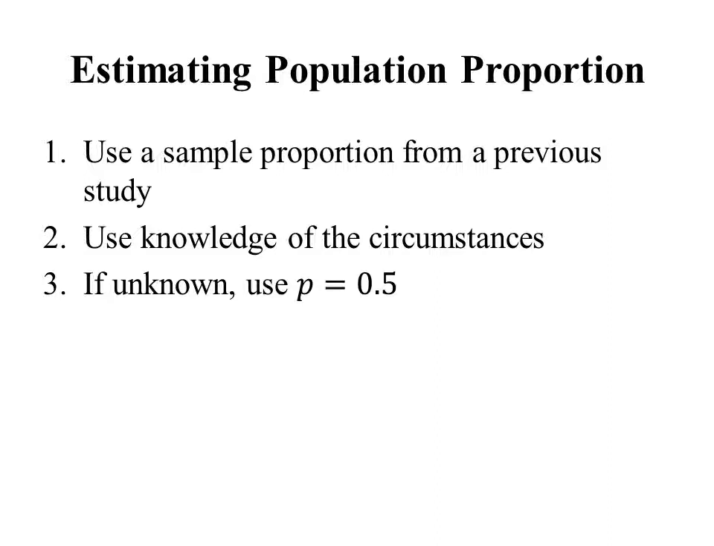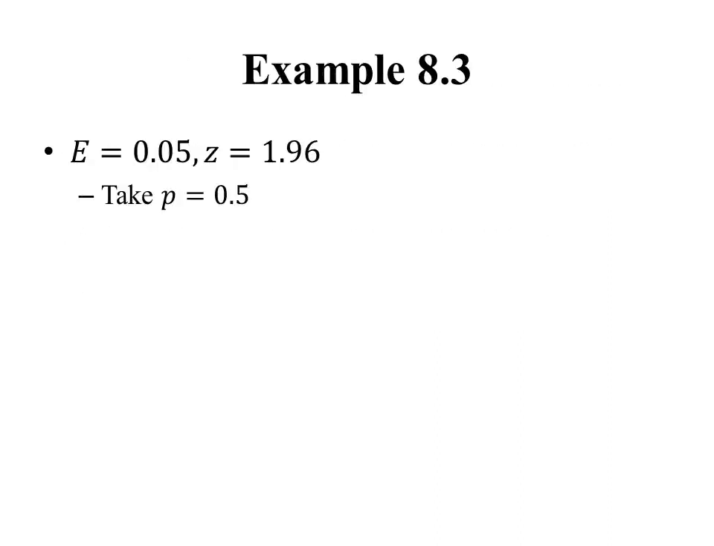We don't have any information given in the problem about a previous study. We don't really give any information about knowledge of the circumstances, so we're just going to use 0.5. Okay, so let's summarize our information in this example and plug stuff into our formula. We want a desired margin of 0.05, and we're working at a confidence level of 95%, so that means our critical z-score is 1.96. Now, we're not given any indication as to the possible value of the population proportion, so we're going to take our estimate p to be 0.5.